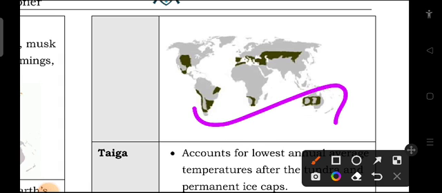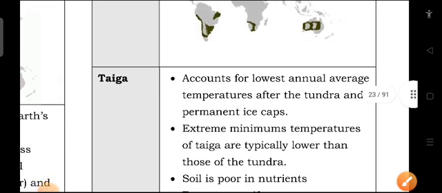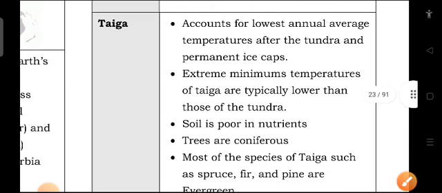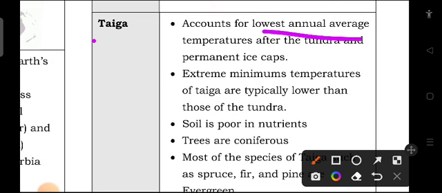And then we'll move on to the taiga biome. It accounts for the lowest annual average temperature after the tundra. Taiga, as we already saw, is found majorly in the Arctic and Antarctic part, which is the colder area. Sorry, the lowest is the tundra. I am very sorry. The Arctic and Antarctic part is called tundra, and the next lowest temperature will be in taiga.